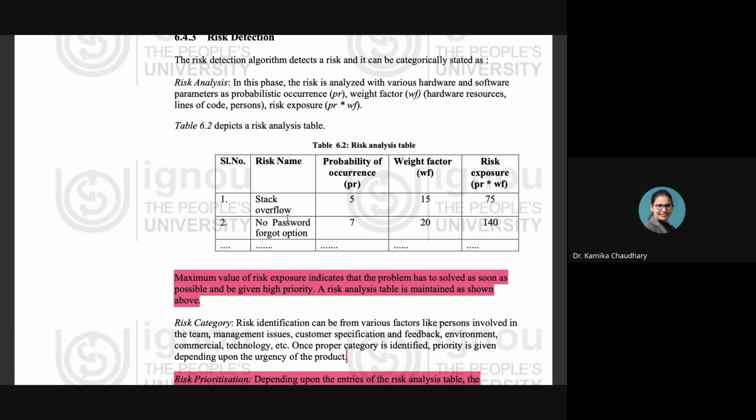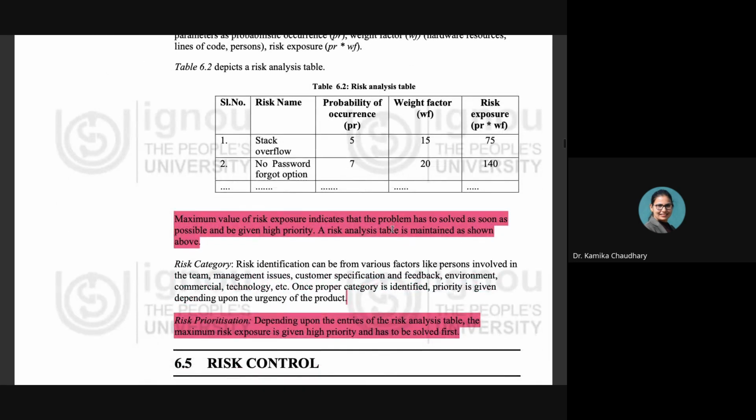It includes the name of the risk, the probability of occurrence of that particular risk, the weight factors that are involved, which include the hardware resources, lines of code, and the number of persons involved, and then the risk exposure is calculated by multiplying the probability of occurrence and the weight factor together. And then we analyze this table, and the risk which has the highest risk exposure is going to be tackled first and is given the highest priority.